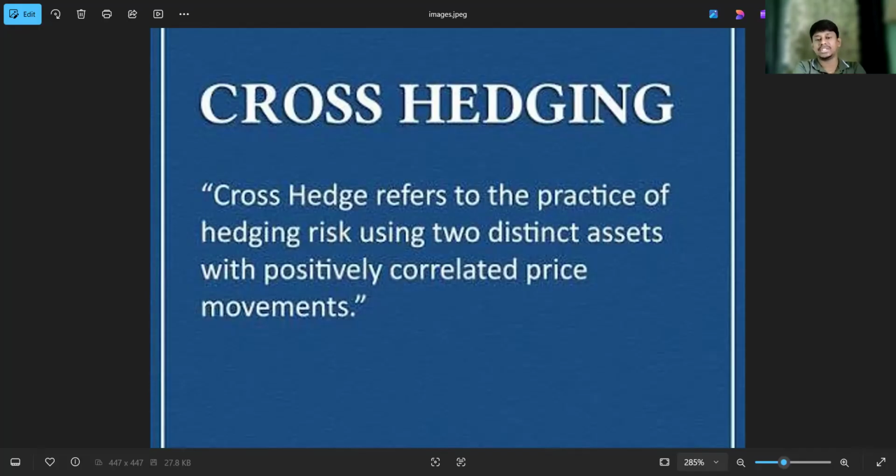So next, the catch: basis risk. Here's the part most explanations skip. Cross hedging is not free protection. It introduces a new risk called basis risk. So it is not a clean protection. Basis risk is, in simple terms, the risk that your hedge and your actual exposure don't move perfectly together.